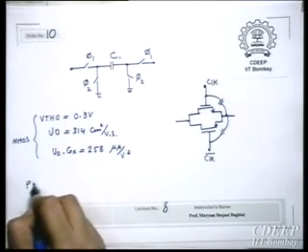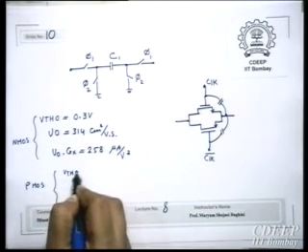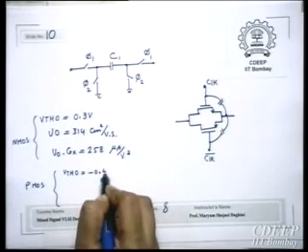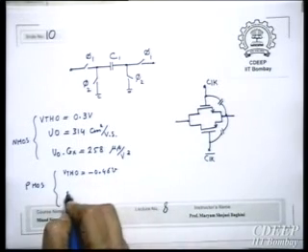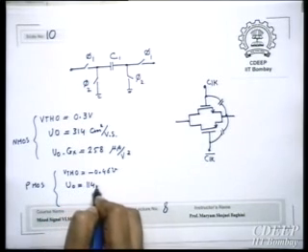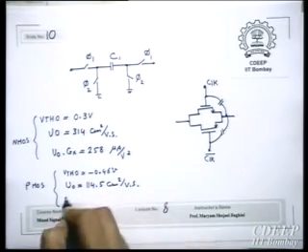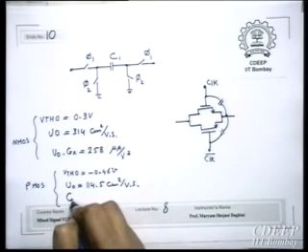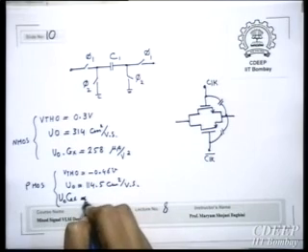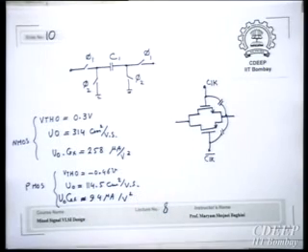And for PMOS, VT0 is minus 0.46 volt. U0 is 114.5. And U0 Cox is almost 94 microampere per volt square.